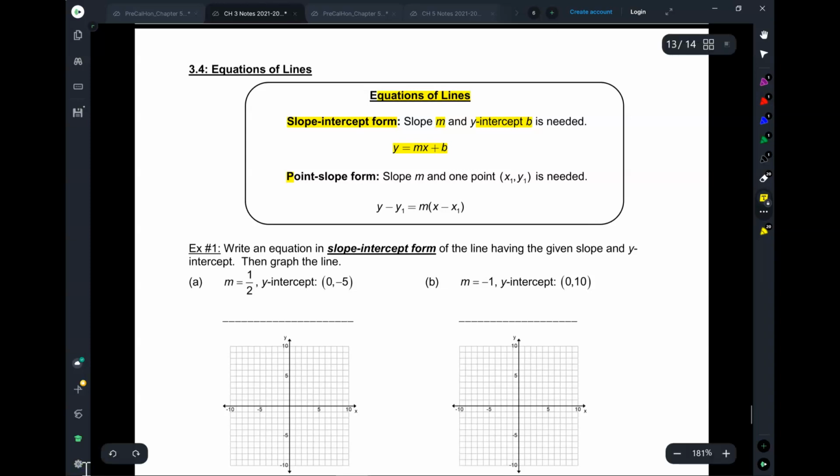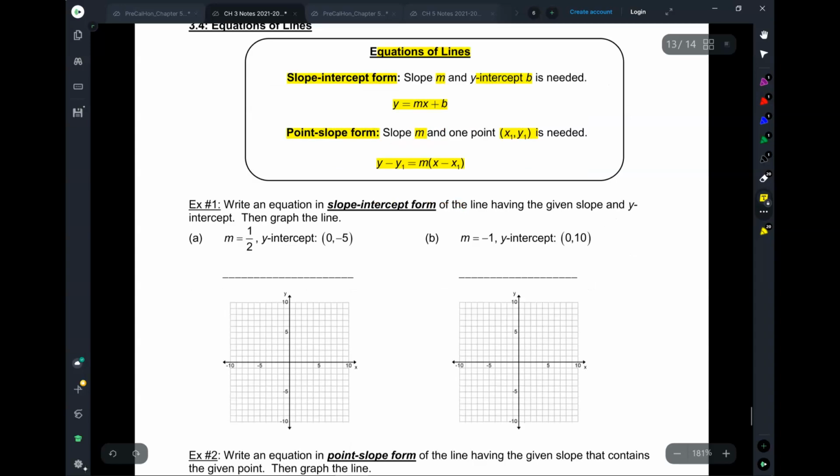So the point slope form, that's the second formula to write an equation of the line. Again, what you need for this one is a slope and a point, okay? For the first one, you need a slope and a y-intercept. For this one, you need a slope and a point, like (3, 5) or (4, -2). And then the formula is y minus y1 equals m times (x minus x1). Okay, so let me show you guys how to use them.